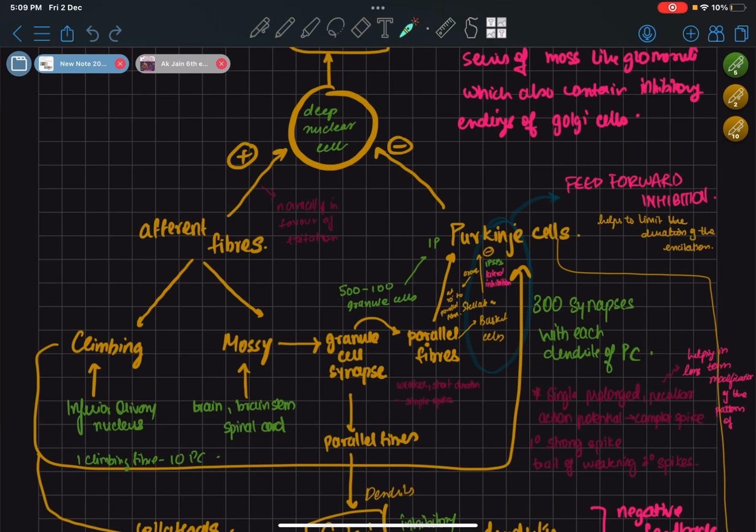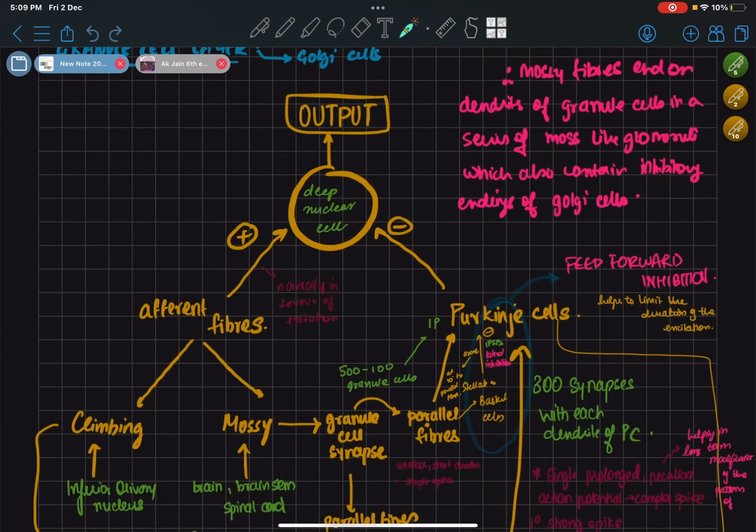So in this case we talk about mossy fibers. Whenever we're doing a muscle movement or learning a new movement, we need the agonist muscles to turn on and the antagonist muscles to turn off so that we can start the movement. And towards the end of the movement we need the antagonist muscles to turn on and the agonist muscles to turn off. So how does this happen in the cerebellum is what we are going to discuss very quickly.